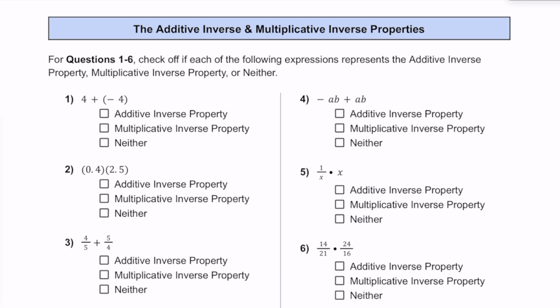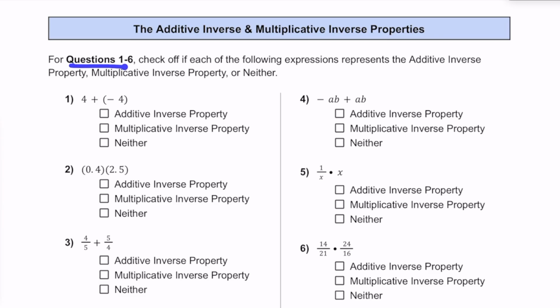Now, in this particular video, we're going to be taking a look at two specific properties to add into the mix here. The first one is going to be the additive inverse property. That just says that if you add two opposites, you will always get 0. And then there's the multiplicative inverse property, which just states that if you multiply reciprocals with each other, you always get 1. All right, let's jump right into it.